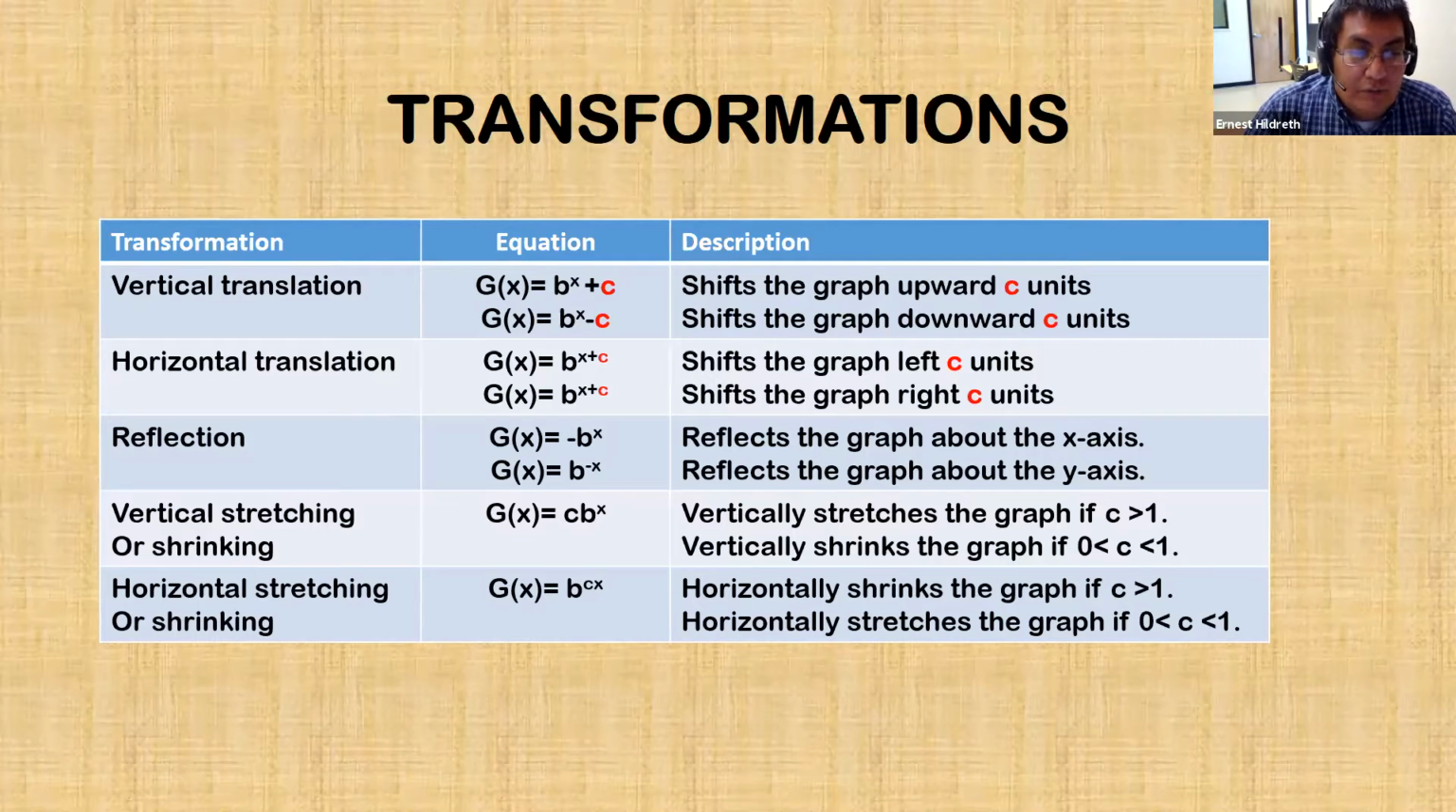And then you would have the vertical stretching. Vertical stretching happens if c is greater than 1, but for it to shrink, it would have to be between 0 and 1, so greater than 0 but less than 1. And horizontal shrinking would happen if the number is greater than 1, and horizontal stretching would be if the number for c is greater than 0 but less than 1.